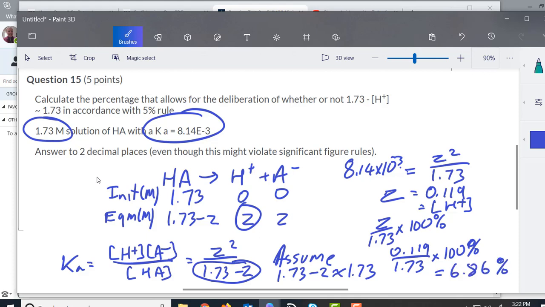You're asked here to answer to 2 decimal places, so just go ahead and do that, even if it does violate significant figure rules. In this case it doesn't. We would have the 2 decimal places here because that would be 3 sig figs and 3 sig figs. This one actually would be outside of the 5% rule. In this instance we would probably have to solve this using a quadratic equation, but we're not being asked to do that. We're just being asked to get this specific result.